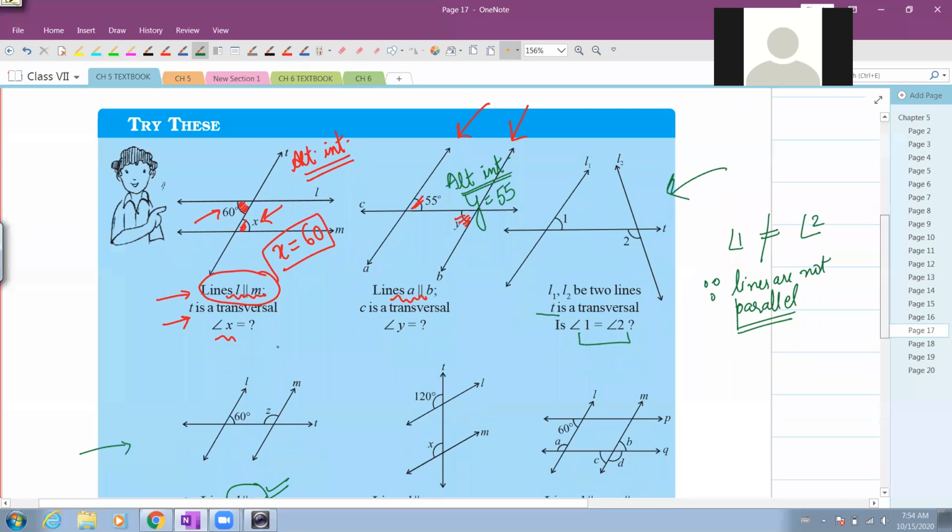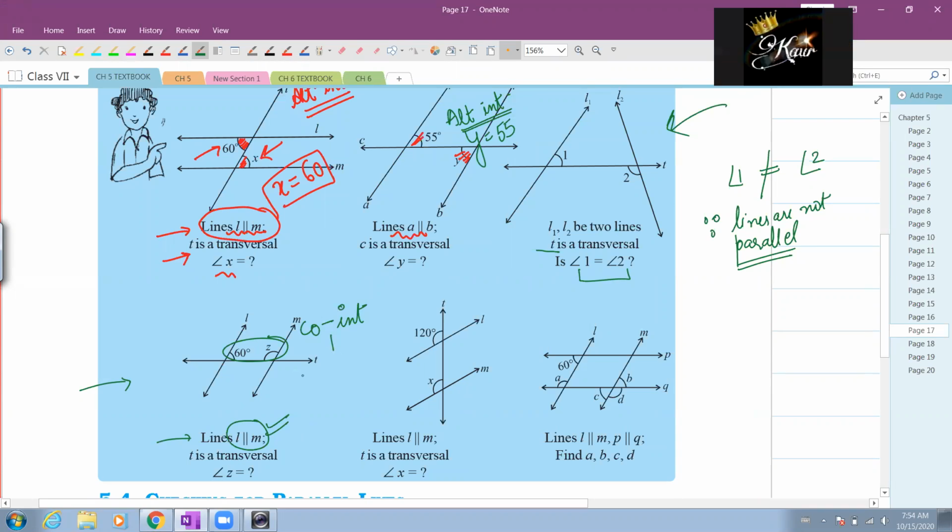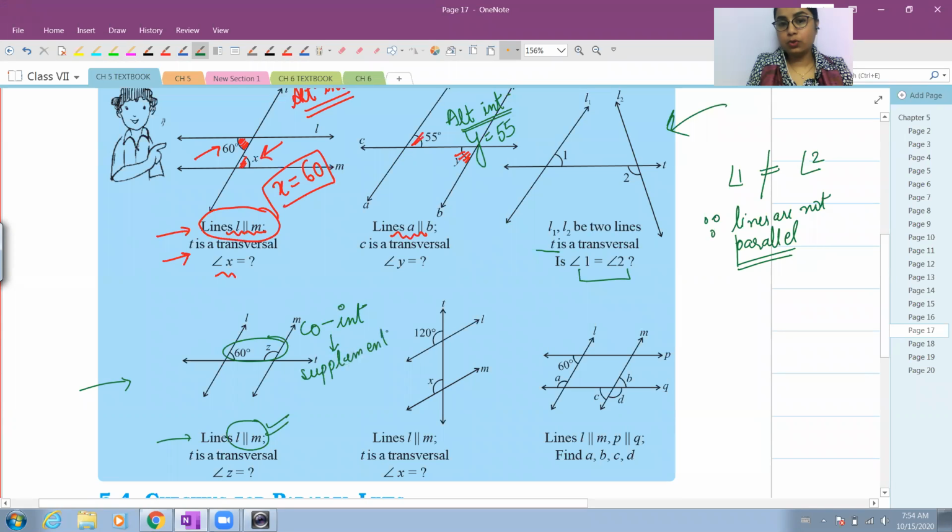That's correct. These are co-interior angles. And what do we know about co-interior angles when the lines are parallel? They should be supplementary. They will not be equal, they will be supplementary. And what was the meaning of supplementary? Their sum will be 180 degrees. So 60 plus Z equals 180. From here, the answer for Z will be 120 degrees.